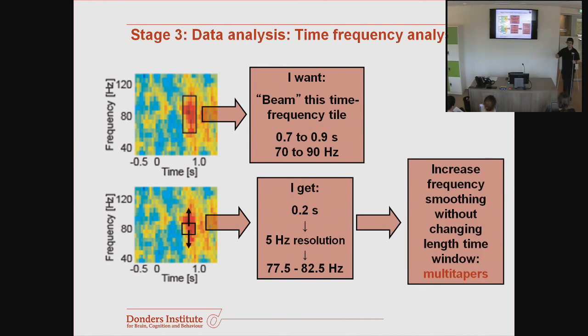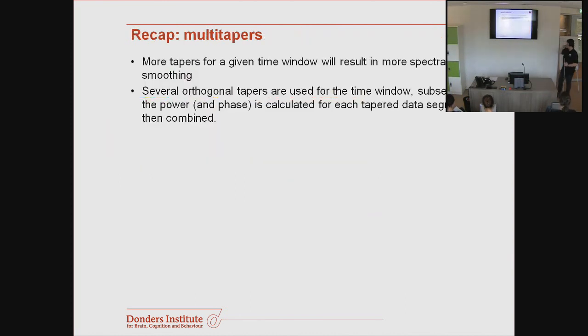You're going to increase your frequency smoothing without changing the length of the time window. So you could, but we don't want that now. So we're going to use multi-tapers. Just a reminder again, more tapers for a given time window will result in more spectral smoothing. This is what you want. Now several orthogonal tapers are used for this particular time window of 200 milliseconds. And subsequently power, but also the phase estimates that are needed for the frequency domain beamformer to work, are calculated for each of the tapered data segments, and then all of these are combined.